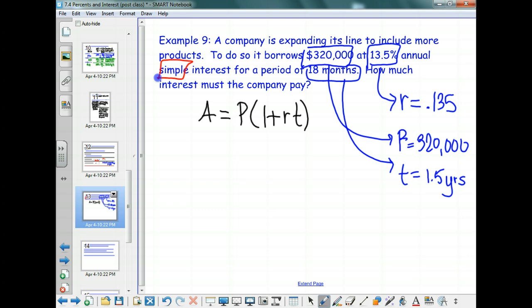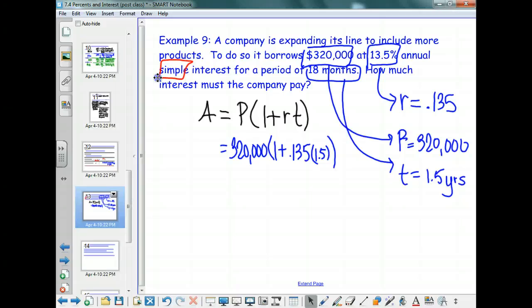Okay, in fact, all three of those pieces of information give me everything I need on the right-hand side of the equation, don't they? So I can fill them in. P is 320,000 times 1 plus R, which is 0.135, times T, which is 1.5. Written something like this. Now, some of your calculators will let you enter that in straight away like it is. If you do, be careful with the parentheses. Don't close a parenthesis before you need to.